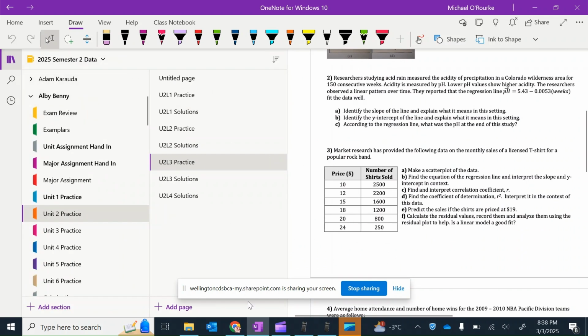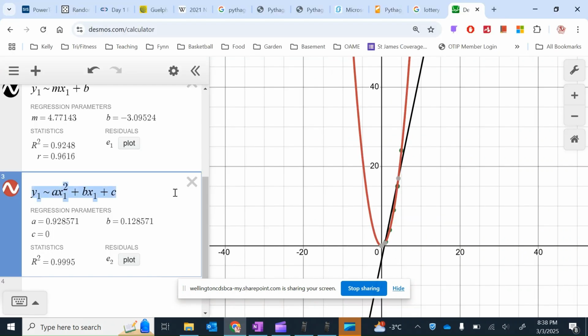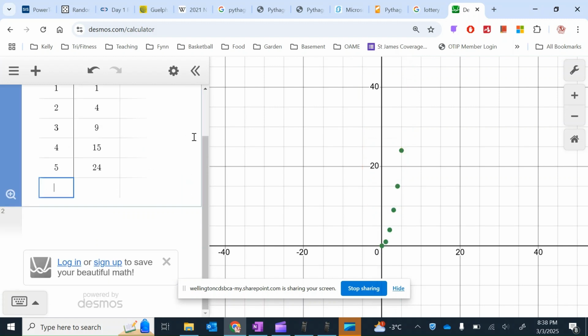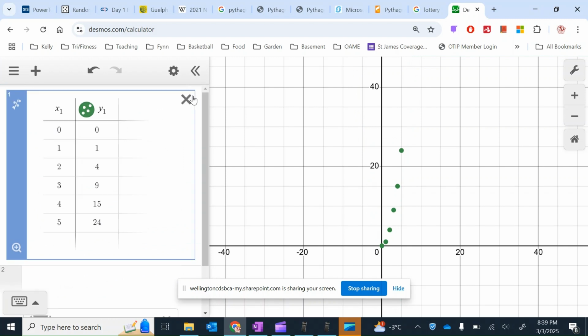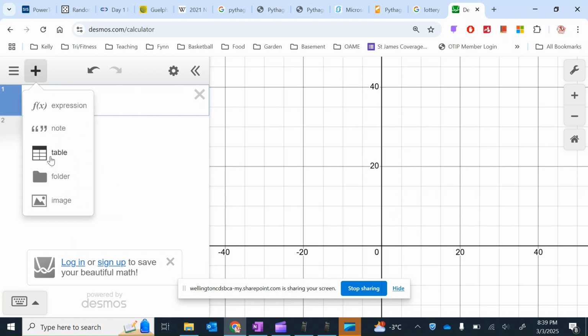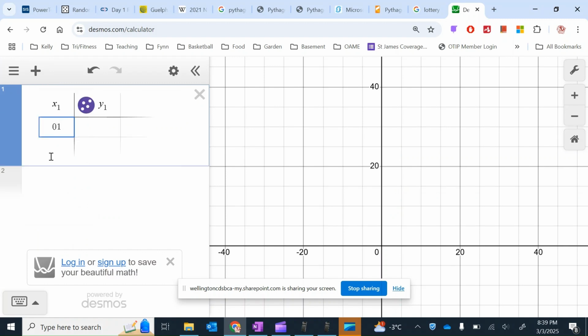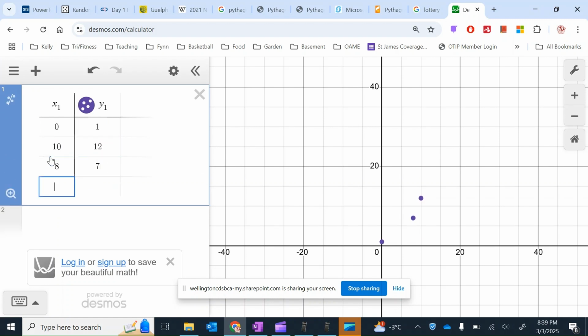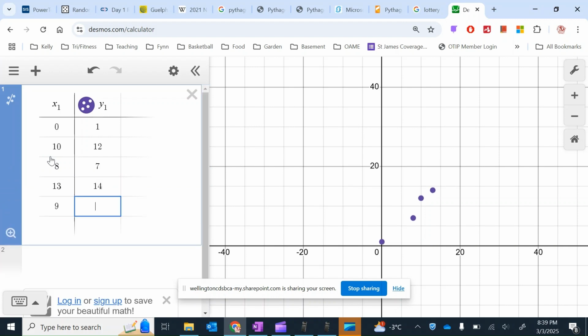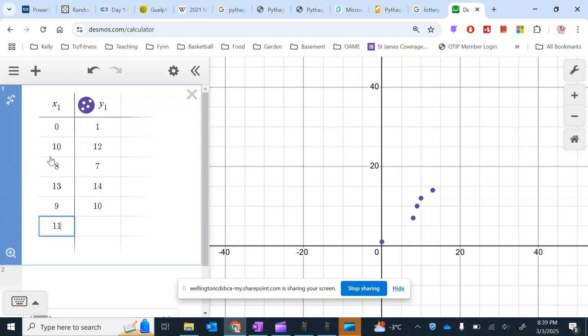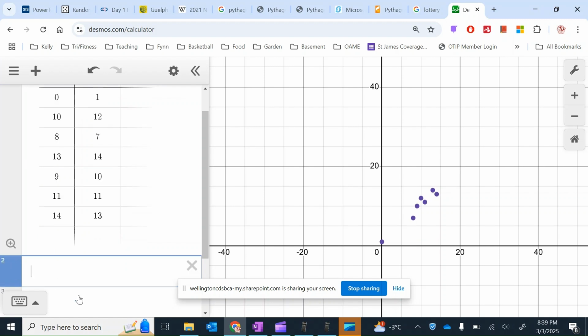Let's go back to Desmos. And let's do a little, let's use, oh, I erased it. Where's my plant stuff? So we're going to go back to our plant. The one where we had a plant. 0, 1, 10, 12, 8, 7, 13, 14, 9, 10, 11, 11, 14, and 13. All right. So there's the numbers for our plant.